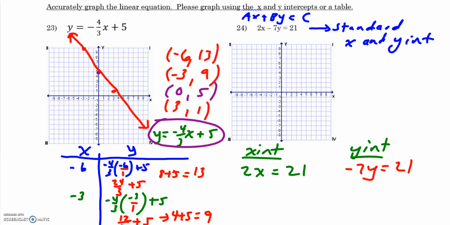Erase that. So if I solve these both separately, if I divide both by 2, 21 divided by 2 gives me 10.5.